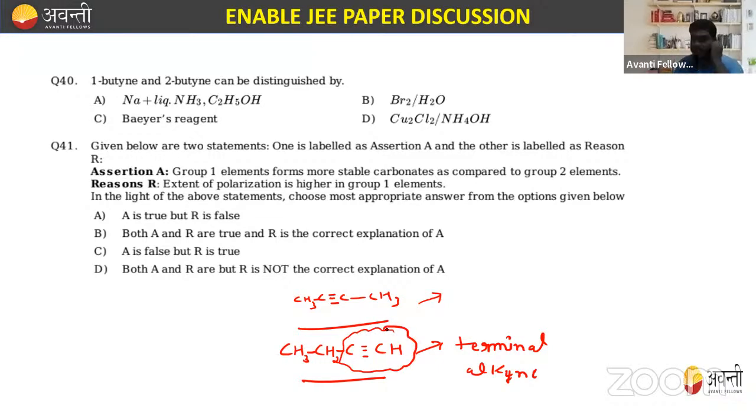Okay. So this is also known as a terminal alkyne. We know that terminal alkyne and non-terminal alkyne can be distinguished by Tollens reagent test, that is ammonium hydroxide and copper chloride. Whenever we treat with copper chloride and NH4OH, it is the Tollens reagent test. So we can separate terminal and non-terminal. Terminal alkyne gives this test, whereas the non-terminal alkyne does not give this test. So we can distinguish 1-butyne and 2-butyne by using the copper chloride ammonium hydroxide test, right?